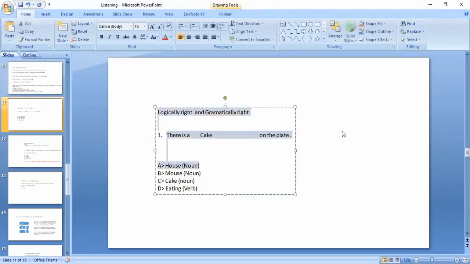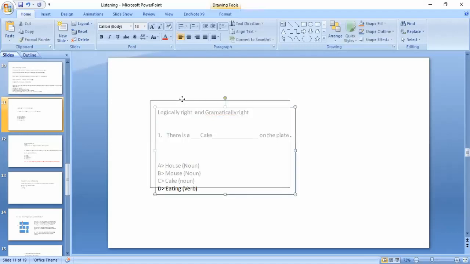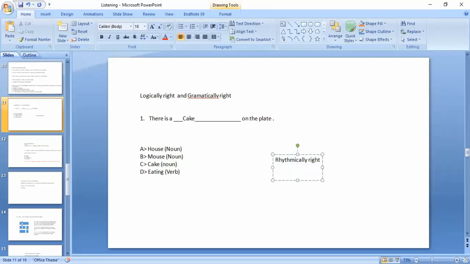Another thing is you should ensure that your answers are rhythmically correct. Okay? What does it mean to be in rhythm? Being rhythmically correct means your answer should be in rhythm.